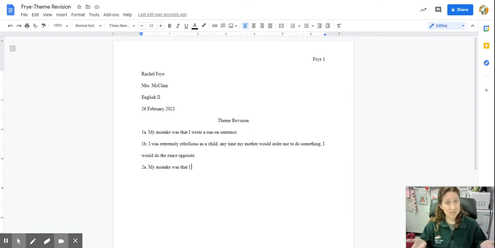If you look on Canvas, the rubric is there, so there is no question as to where your points are coming from. The bulk of your points will come from the original essay. The remainder of the points for this big, giant, summative test grade are going to come from the corrections that you make in this theme revision.